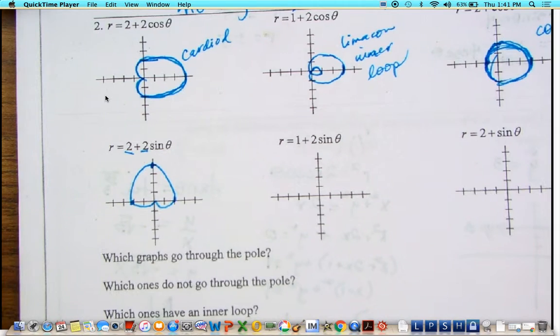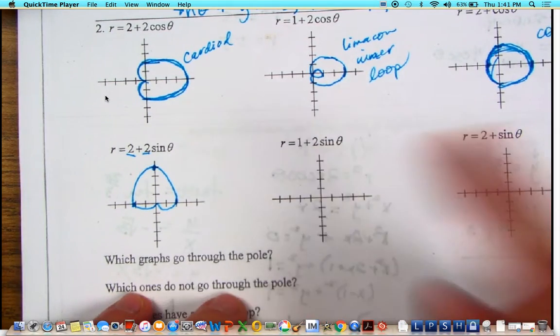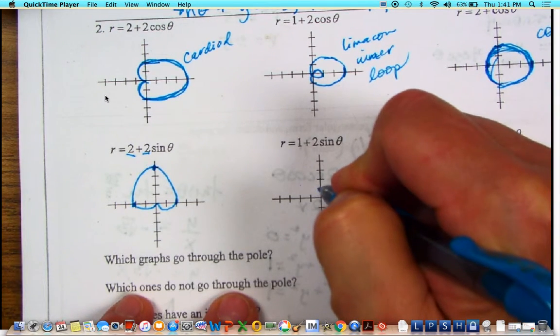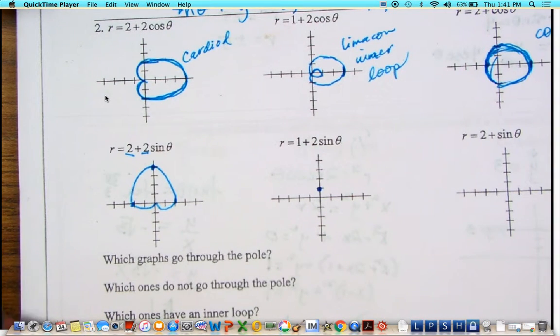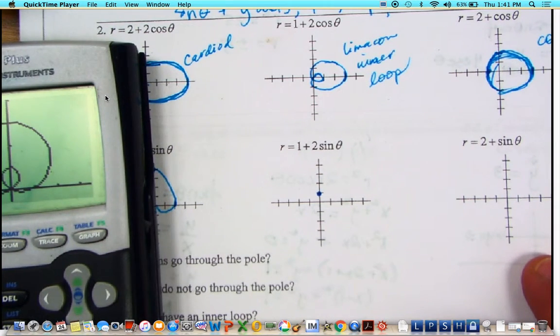Okay, so tell me about this one. What's it going to be? Limaçon with an inner loop, right? The loop is how many units? One. What's the third one? Convex limaçon.